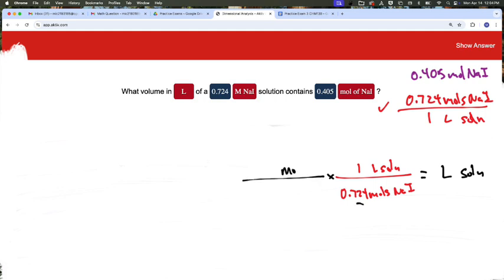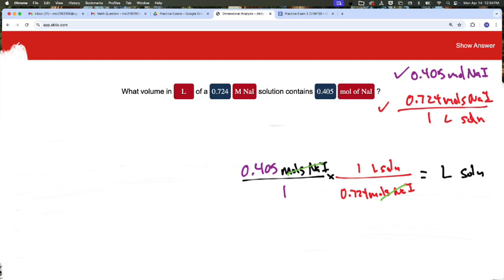Cancel it out. So I could write moles of sodium iodide. Do I know the moles of sodium iodide? Yeah, that was given to me. 0.405 moles of sodium iodide. What do I do? Units cancel. Do I have the answer I want? Yeah, which means punch it into the calculator, we're done. 0.405 divided by 0.724. Mostly happy. Make sense? That was a little short, so should we try another one?